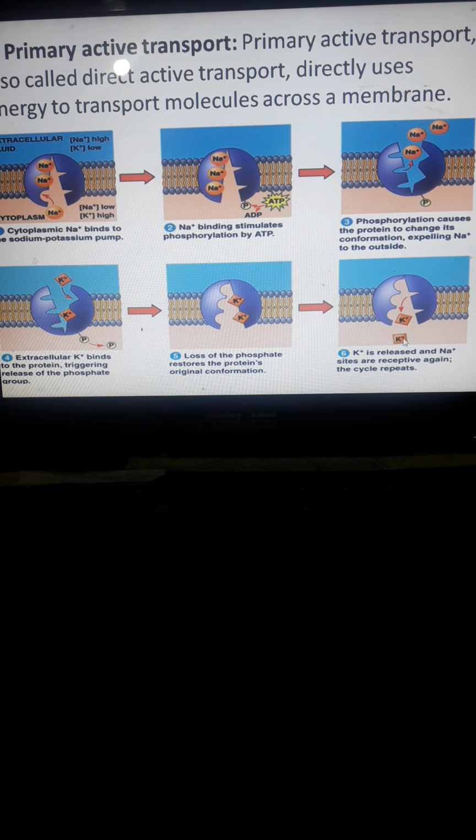After the potassium enters, the sodium sites are receptive again. So the amount of sodium will go back to the original state, then another cycle. So that is primary active transport.